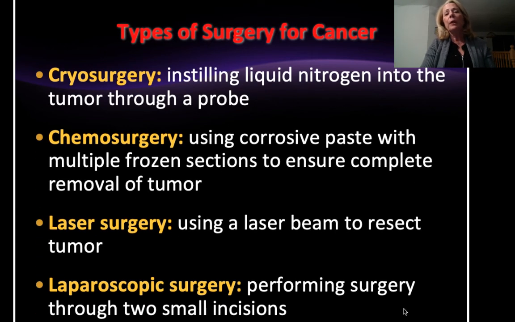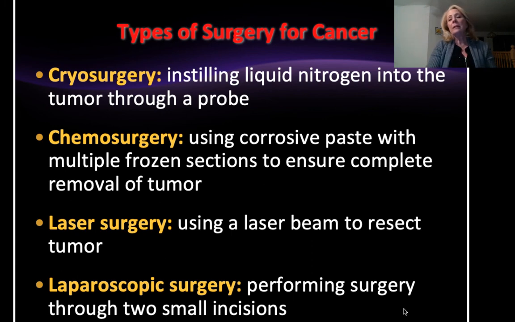The cryosurgery, a lot of times this is used for cervical cancer, and they're going to put liquid nitrogen up into the cervix, and then they're going to scrape all of those cells out. Chemosurgery, they're using a paste that they can also freeze the cells and then remove the tumor. And then laser surgery, of course, they're using a laser beam. Laparoscopic surgery, where they're going in through small incisions to be able to cut that cancer out.